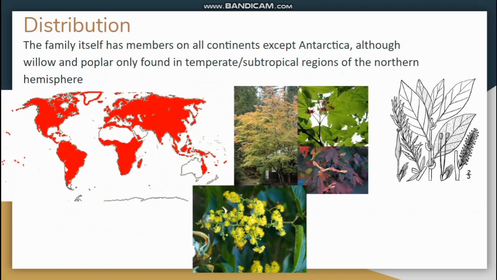Again, this family is found all over the world. Willow and poplar are mostly in the northern hemisphere, generally in temperate regions. We have both the European poplar and willows here as well as our native ones, and it's because of how useful these plants have been to us.